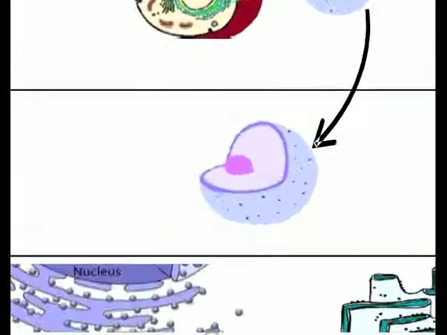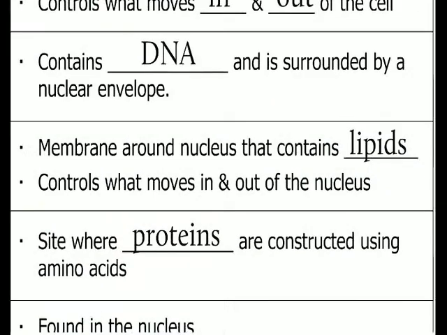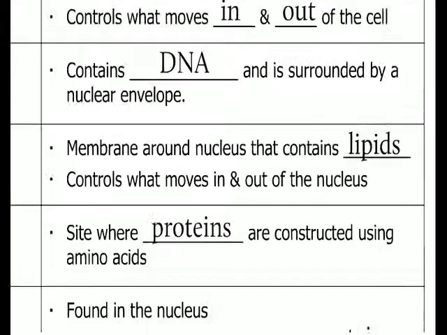So that nuclear envelope is on the outside of the nucleus. It's a membrane, so that means it's going to be made of lipids just like the cell membrane, and it also controls what moves in and out of the nucleus. So it's very similar to the cell membrane, except it's just a membrane around the nucleus.